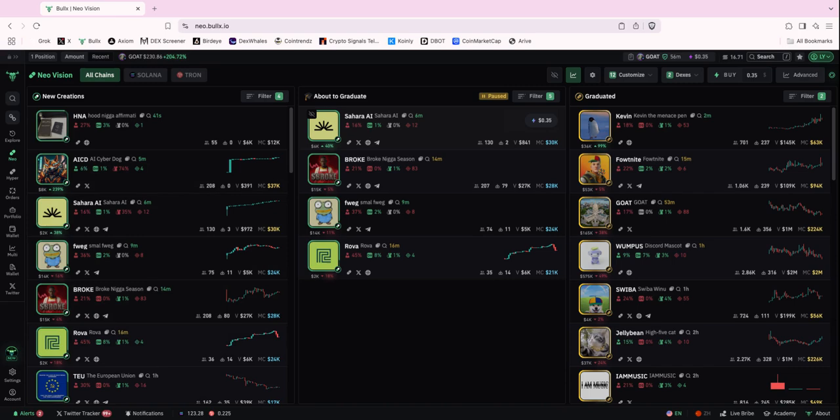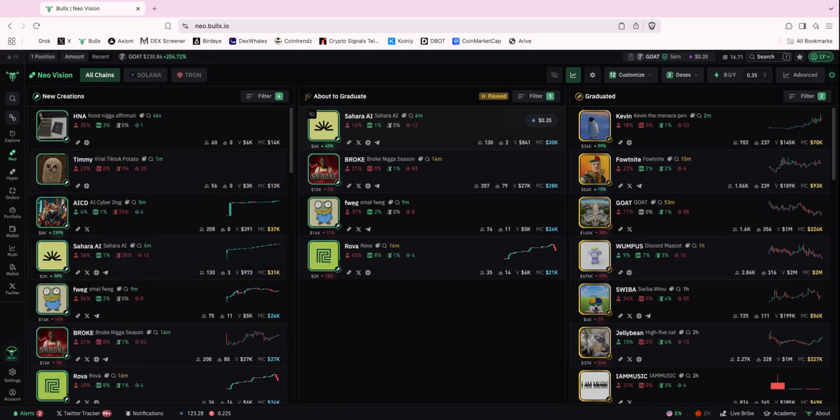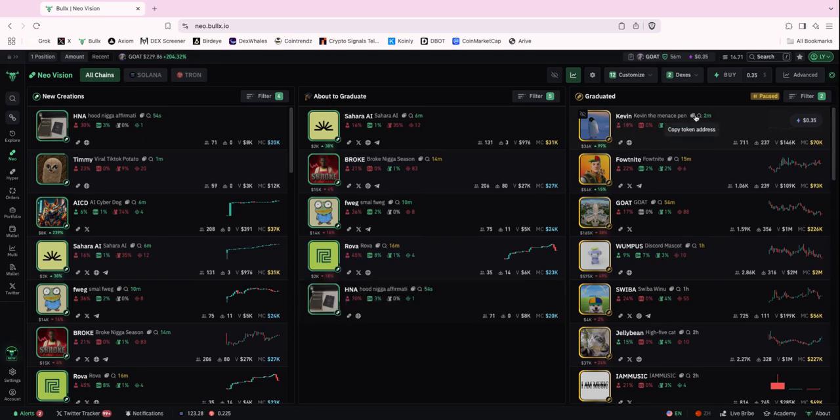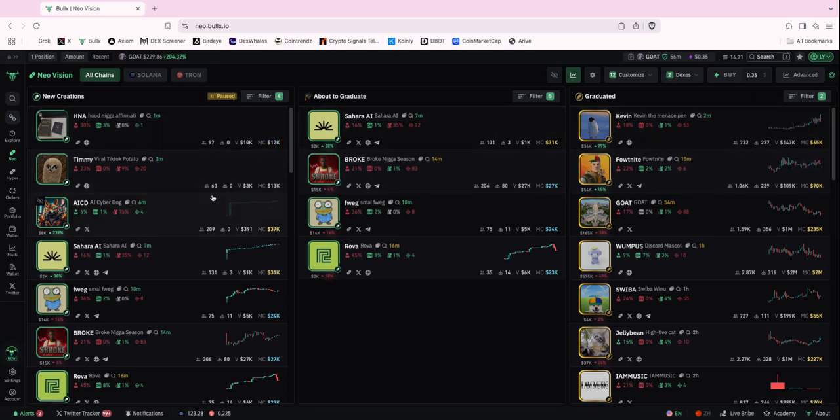So those ones tend to honestly not be great to trade because there's a reason people are not buying into them. The best meme coins will bond super quickly. Like this one here, for example, I don't know anything about Kevin the Menace Penguin, but you can see that he bonded in like 2 minutes. So the best coins will move fairly fast. I do like to kind of watch some that come across here.